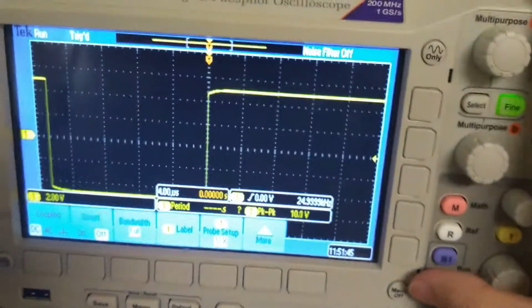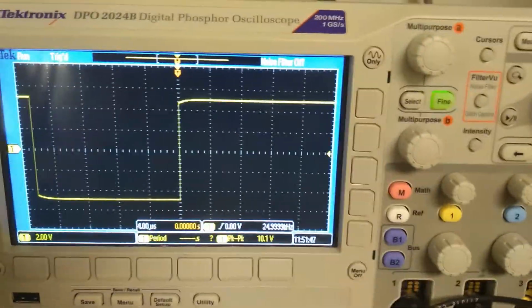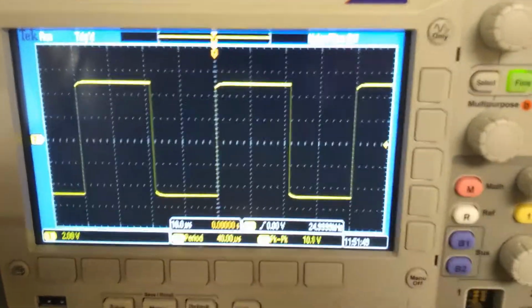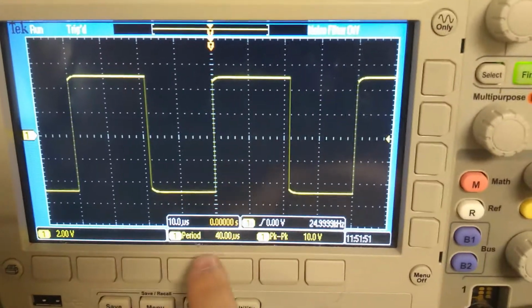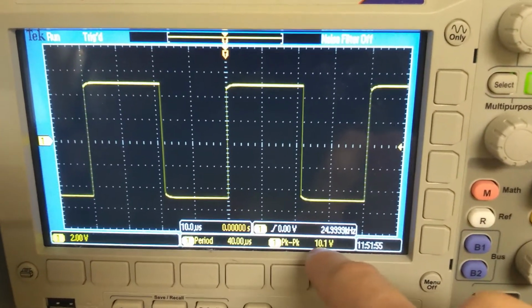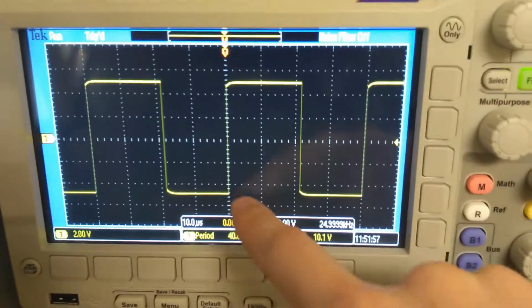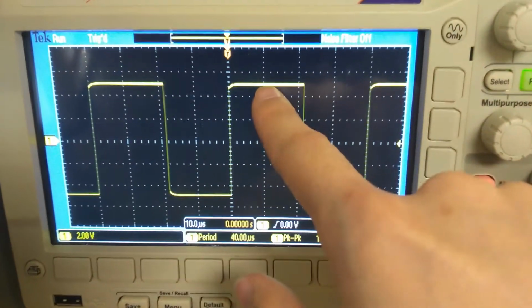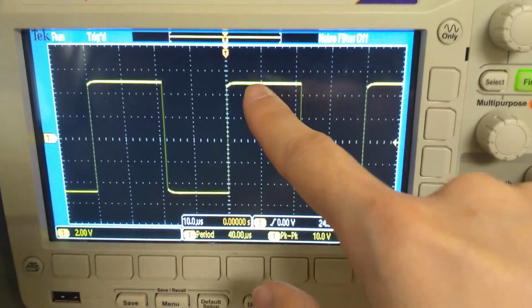Alright, so now you can see the source voltage is a square wave, and the peak-to-peak voltage is about 10 volts, which means the height of this square from here to here is about 10 volts.